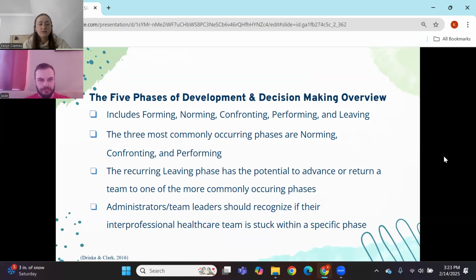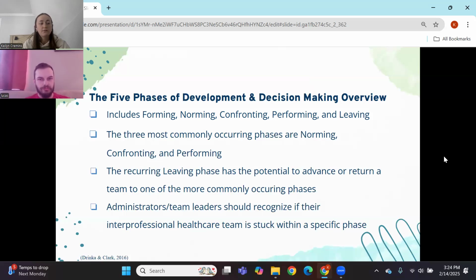And each of the phases listed focus on a specific task or behavior, and they really emphasize different elements within a team model. The 3 most commonly occurring phases are norming, confronting, and performing. This model, however, still includes the forming and leaving phases as they do have big intermittent impacts on an interprofessional team. The recurring leaving phase has the potential to advance or return a team to one of the more commonly occurring phases. So this is dependent on the individual member who leaves the team and whether or not they were positively or negatively impacting the team.